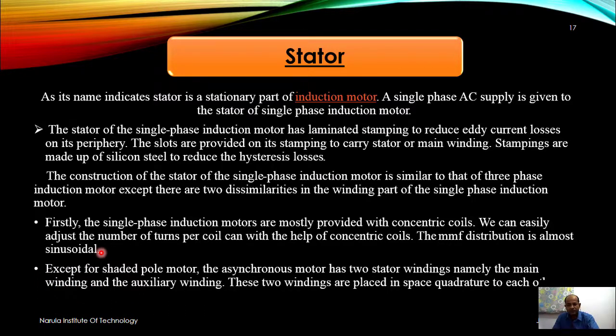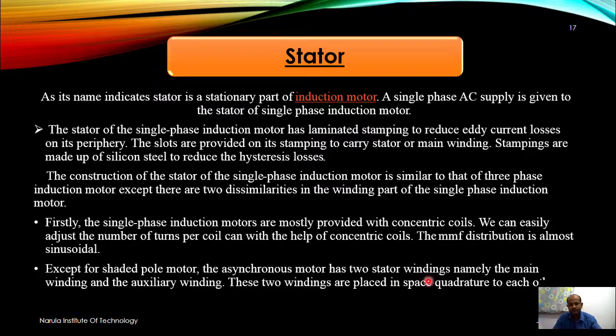So except, as I have mentioned earlier, for the shaded pole type induction motor, a single phase induction motor has two windings. One is the main winding, and to start the single phase motor, or rather to give the motor the initial inertia, it has an auxiliary winding, which remains with respect to the main winding in space quadrature, that is, in a 90-degree position.